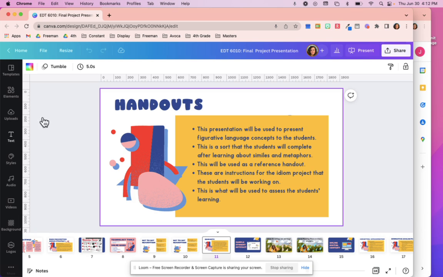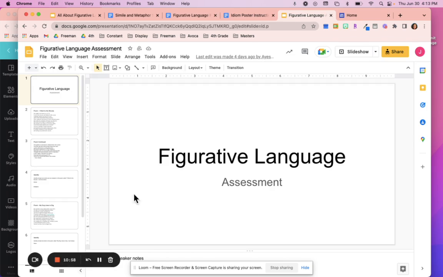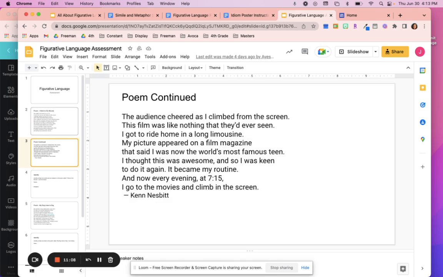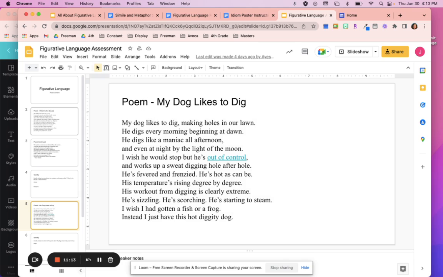And additionally, we have this assessment that students will use where this will be in their LMS on Google Classroom, that they'll be assigned and asked to identify the figurative language within these poems. They'll be asked to identify specifically similes and metaphors.